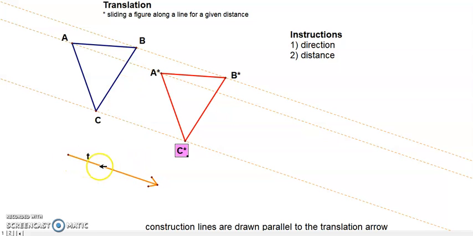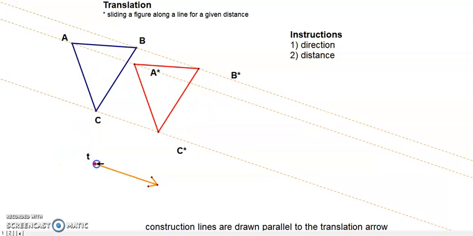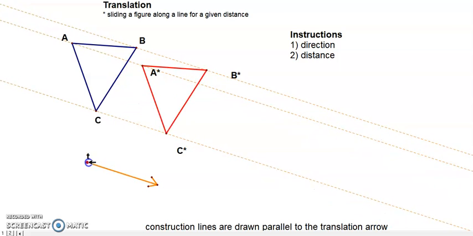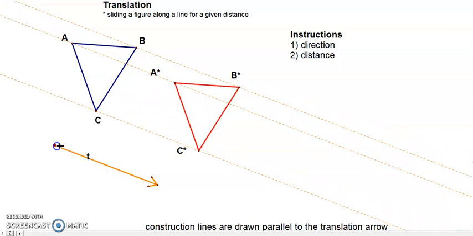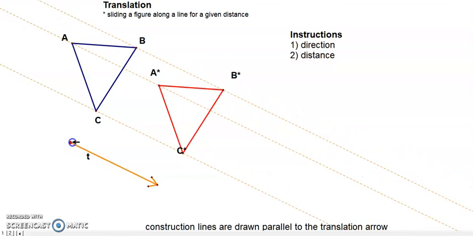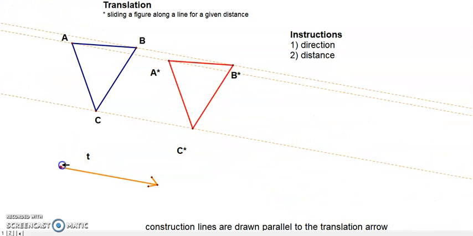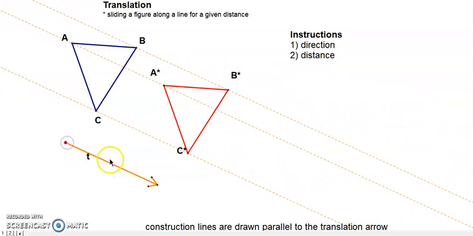And this is the translation arrow. All the construction lines are parallel to the translation arrow. The length of the arrow determines how far I slide the shape, and it always moves along a straight line. If I change the direction of the arrow, then the triangle moves, but the construction lines are always parallel to the translation arrow.